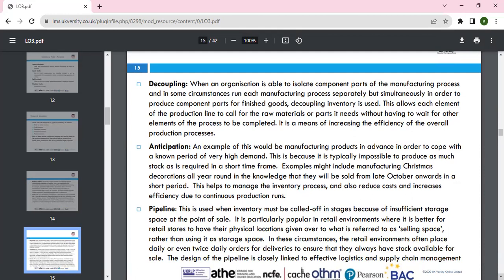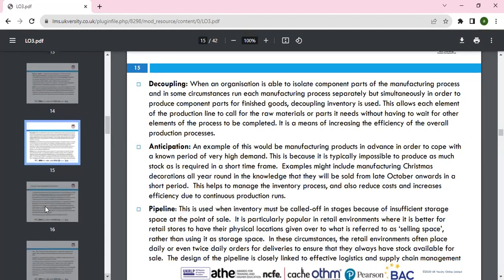So pipeline inventory is used when the inventory is called off in stages, because of insufficient storage space at the point of sale. It is particularly popular in a retail environment where it is better for a retail store to have its physical location as selling space, rather than using it for storage. In these circumstances, the retail environment often places a daily order, twice a day even, so the inventory stays in the pipeline.